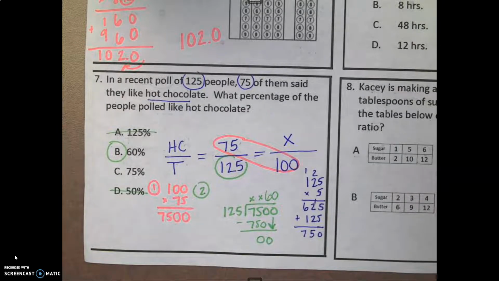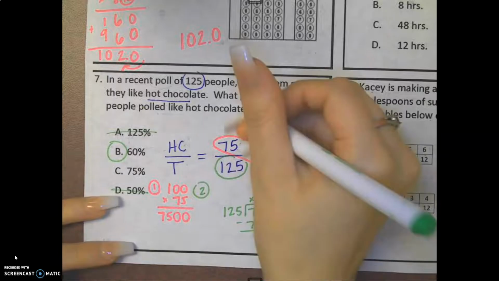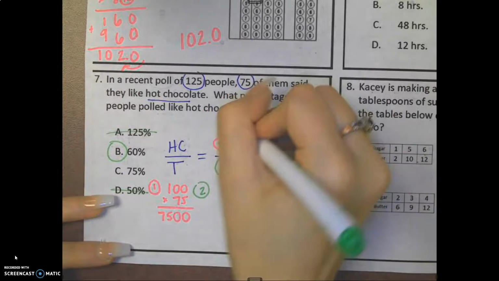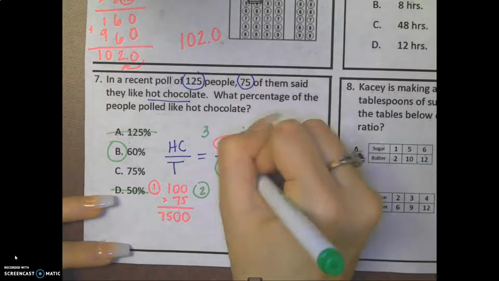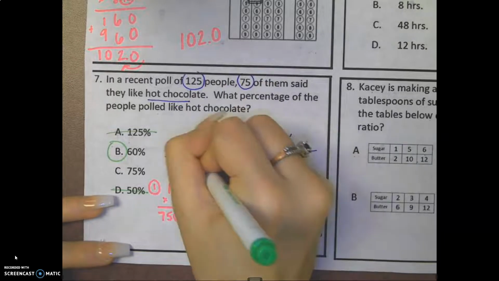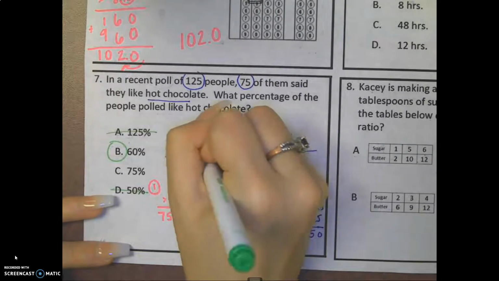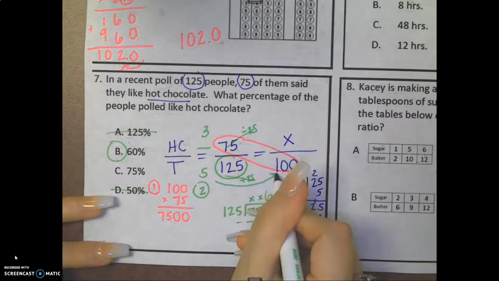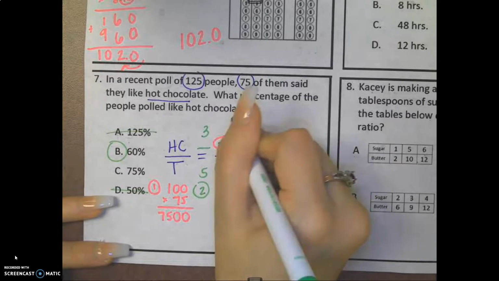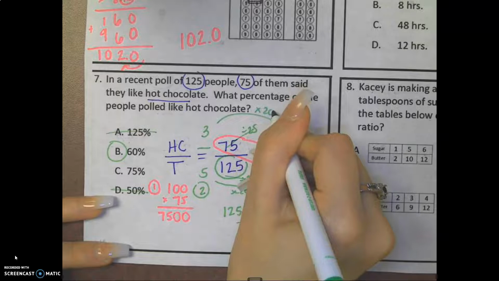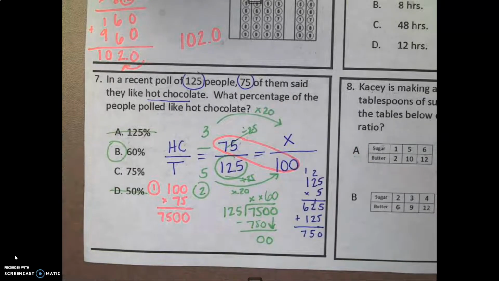Now you could also have simplified. 75 divided by 25 gives us 3. 125 divided by 25 gives us 5. And then 5 times 20 gives us 100. So 3 times 20 gives us our 60. So either method works.